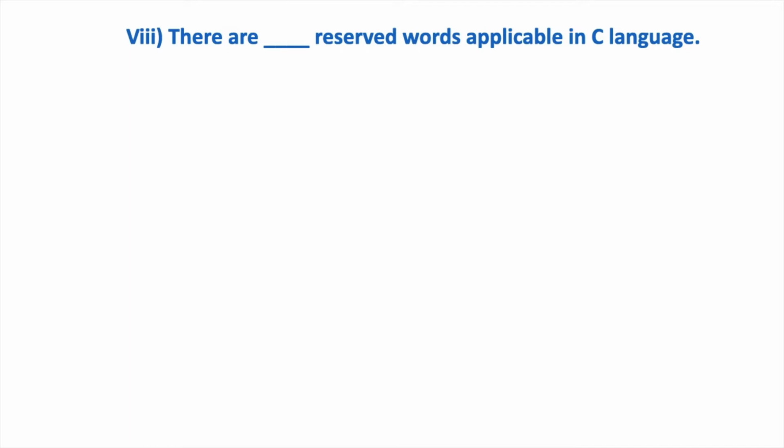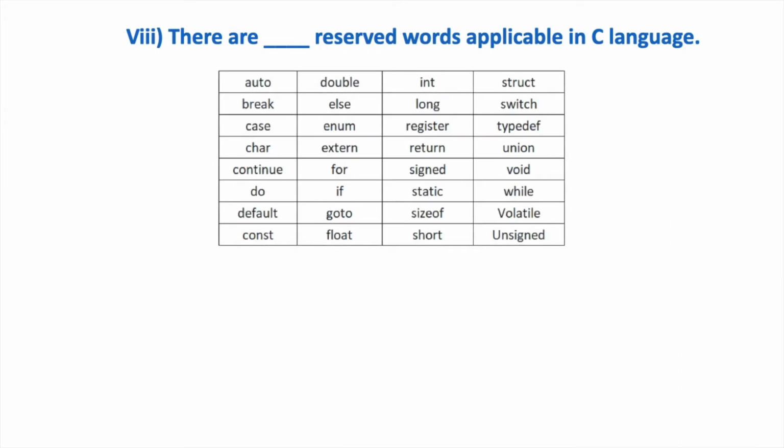There are many reserved words applicable in C language. There is a full table of reserved words, and that consists of 32 reserved keywords. If you are well conversant with C, you should know almost all of them. So there are 32 reserved words, also we can say keywords.